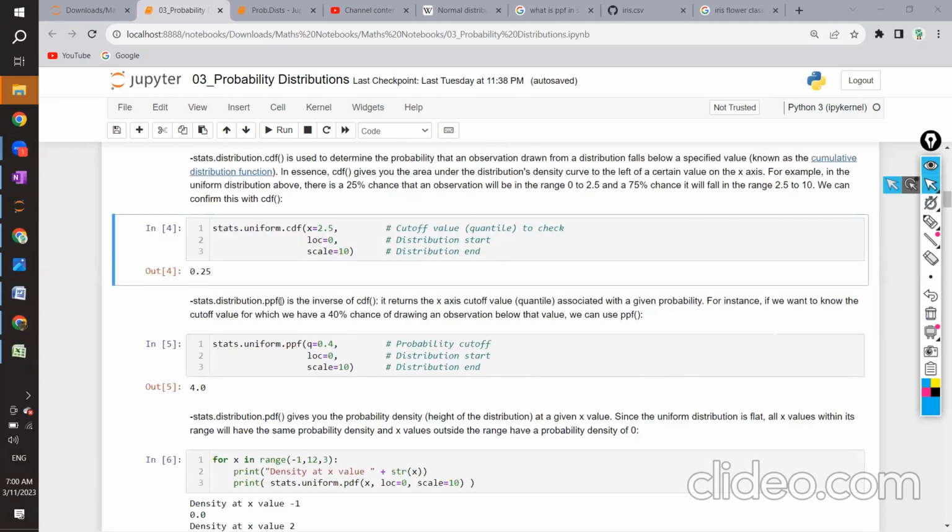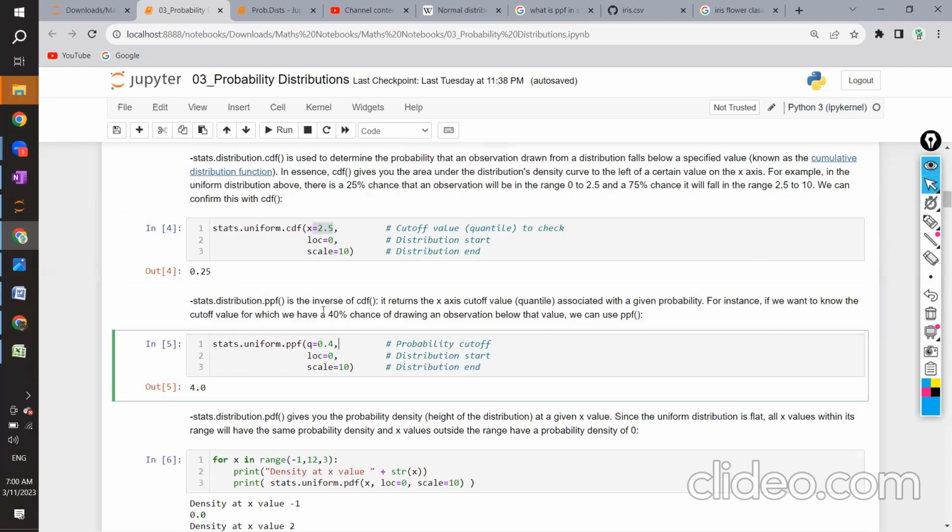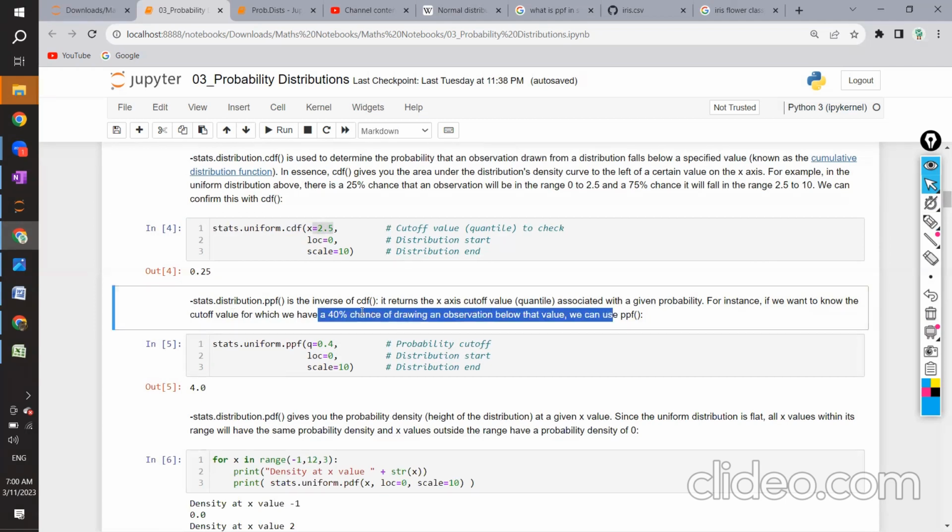Similarly, you have something called PPF, which is the reverse of CDF. That means CDF will tell you the probability for a given value, while PPF will tell you the value at a given probability. If you want to know the cutoff value for which 40% of the chance, that means 0.4 probability, can be found below which point.